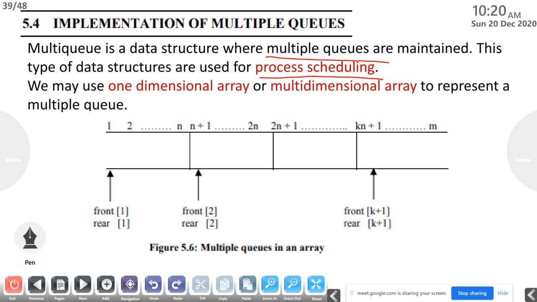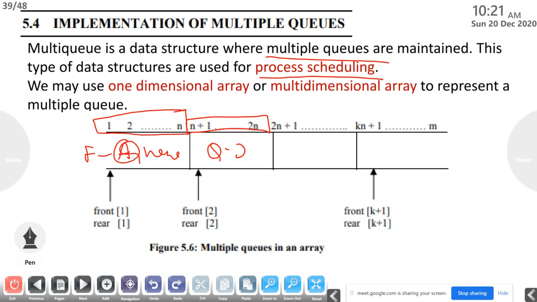1, 2, 3, 4, 5, 6. This is the first queue. The next queue starts from n plus 1 to 2n. This is Q2. The third queue starts from 2n plus 1 up to that number. This is Q3. The next queue starts from here and ends here. That is Q4. That means if we are using a single dimension array, we divide that array into different parts and implement the multiple queue in it like this.